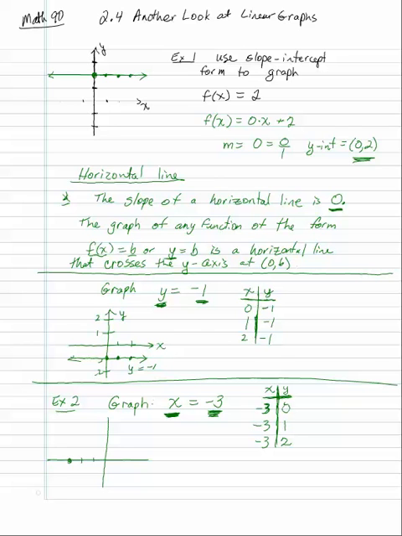(negative 3, 0), (negative 3, 1), (negative 3, 2), you quickly see that, oh yeah, that's going to be a horizontal line. Oh, I'm sorry, a vertical line. So that's the equation x equals negative 3.